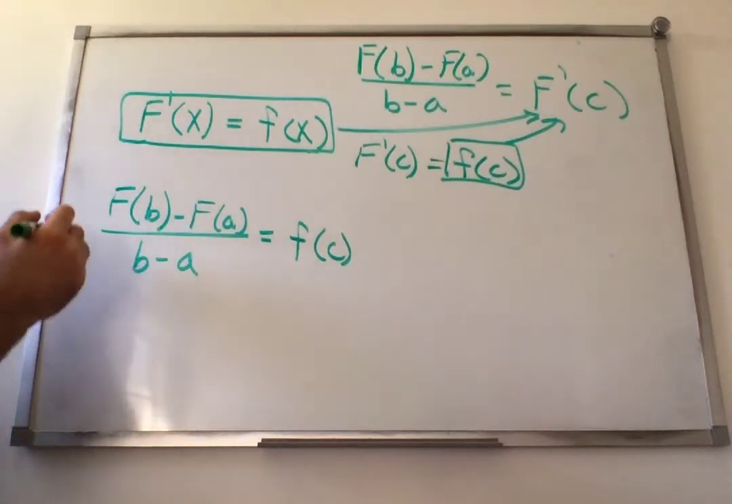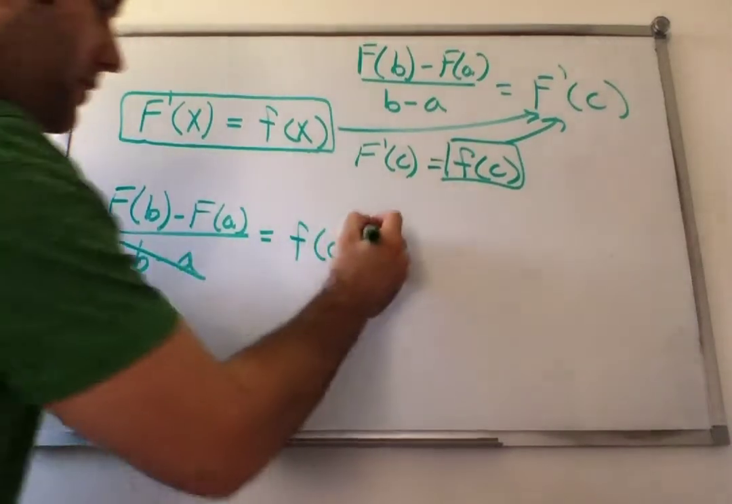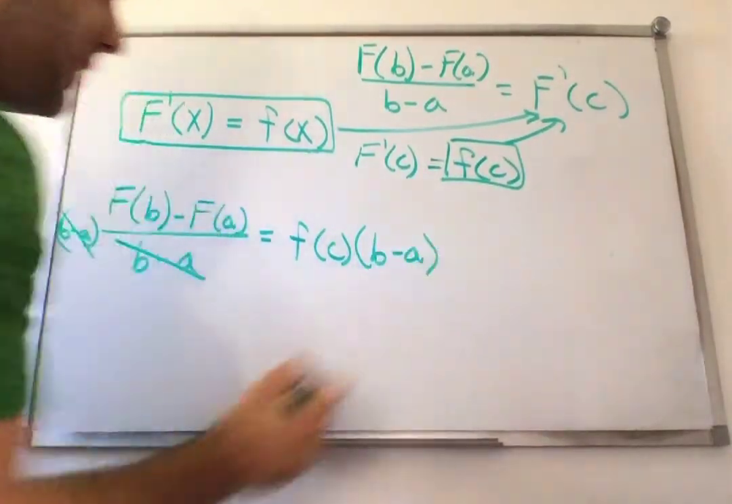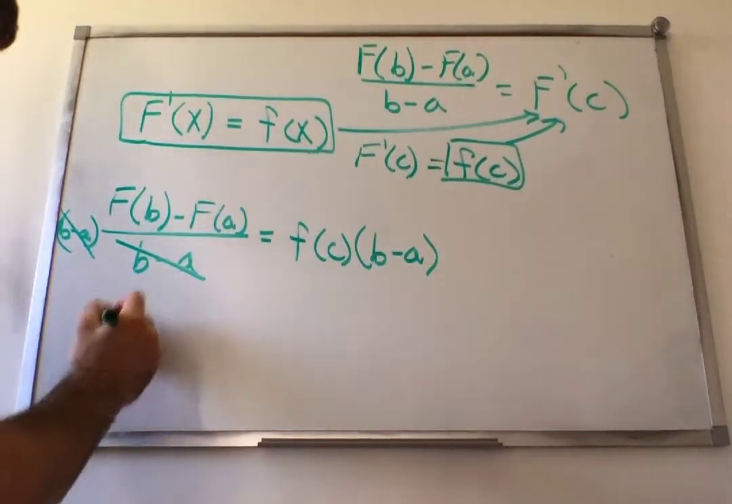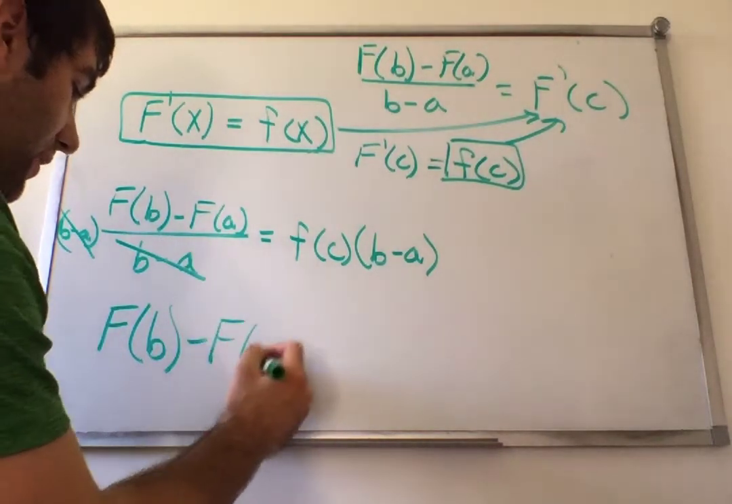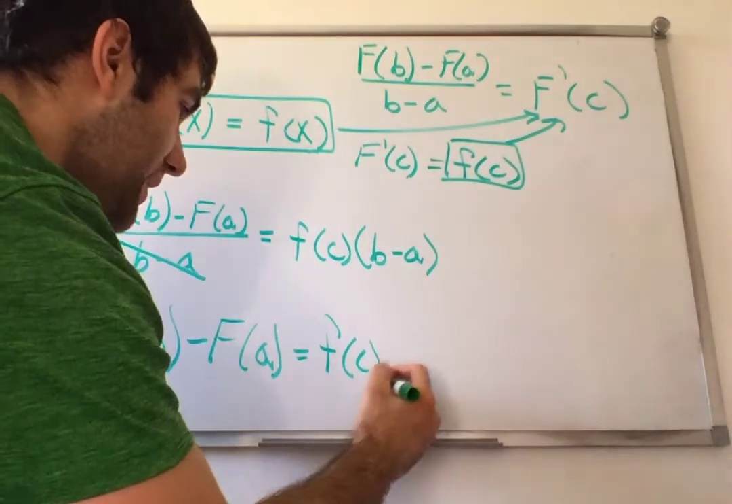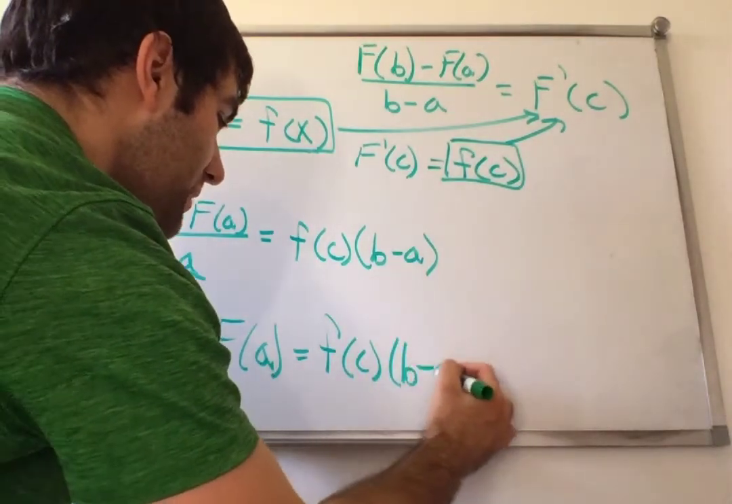Now what I'm going to do is multiply both sides by b minus a, and you get f of b minus f of a is equal to little f of c times b minus a.